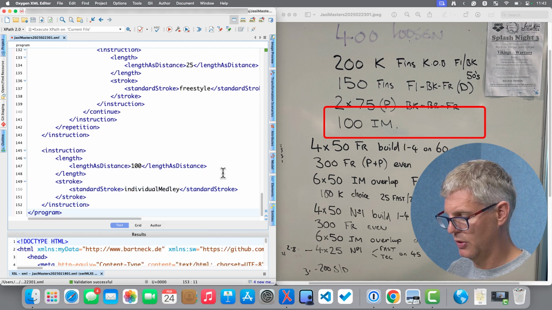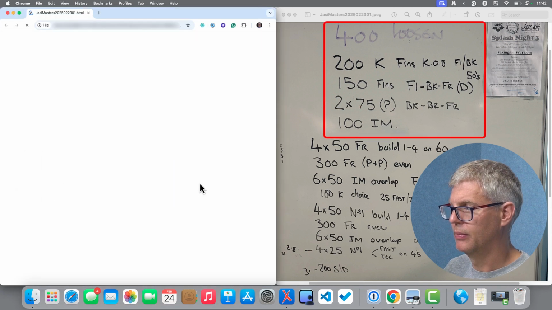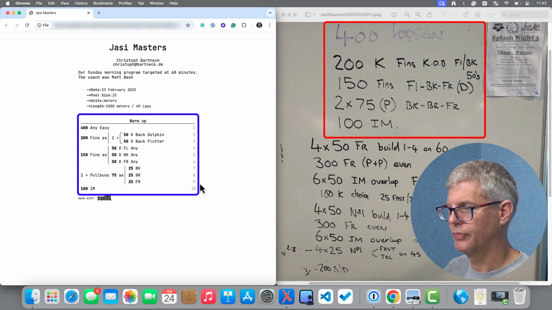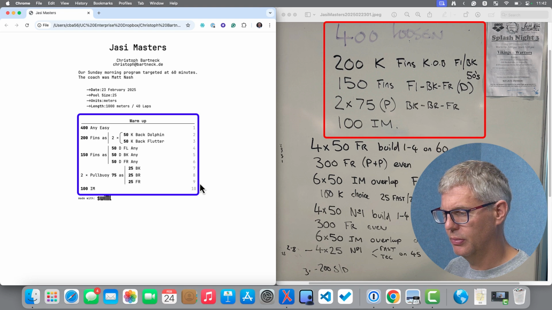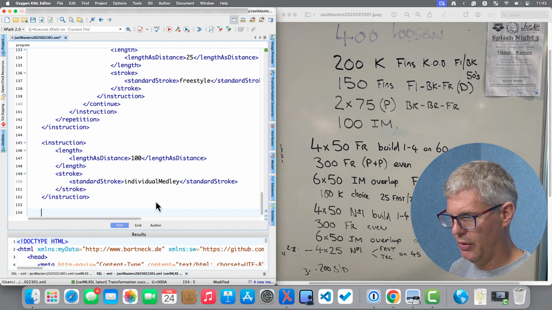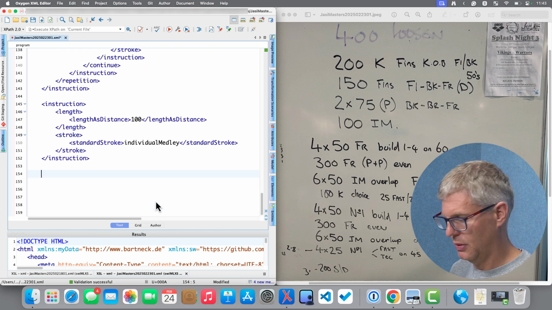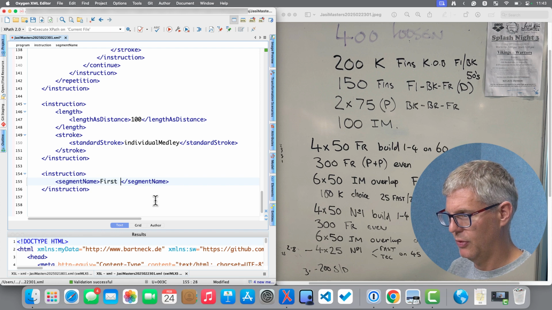Let's have a look at what this looks like. We associate a scenario to it, and off we go. Now, that looks pretty good. Now we move over to our first set. So we start with a segment name, first set.